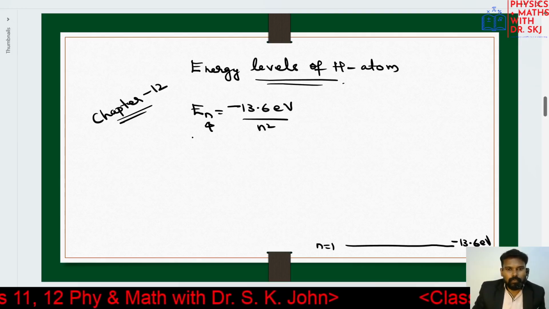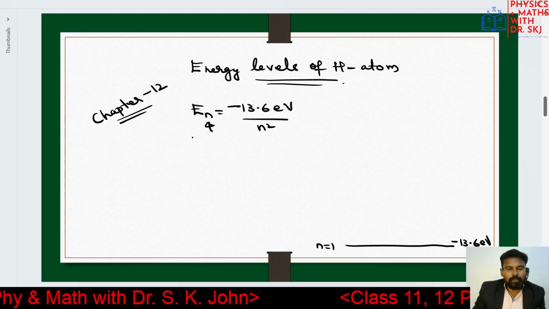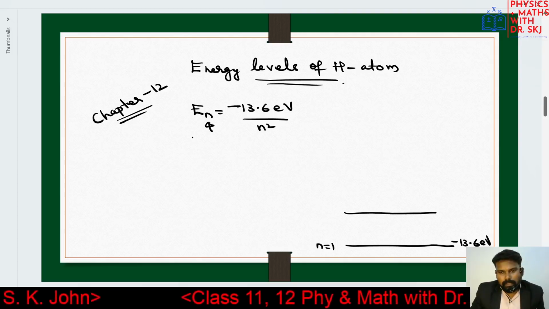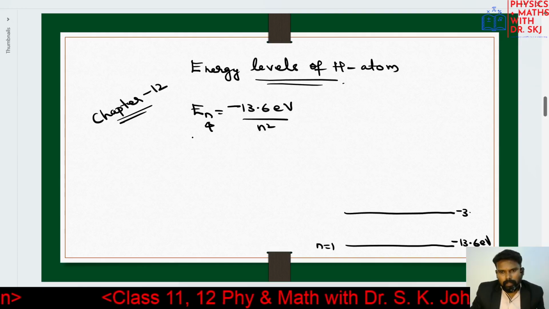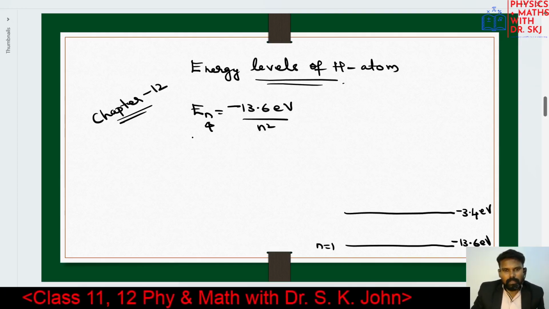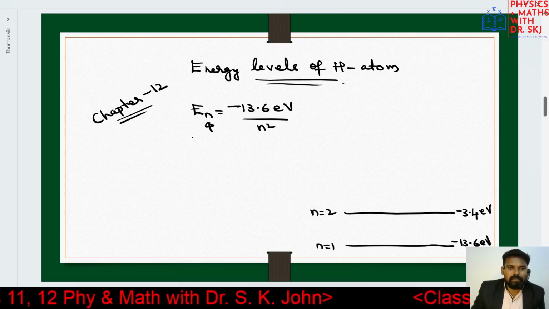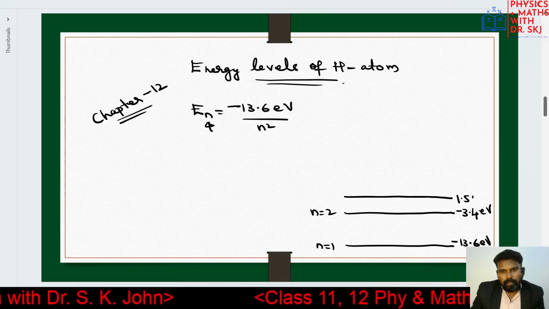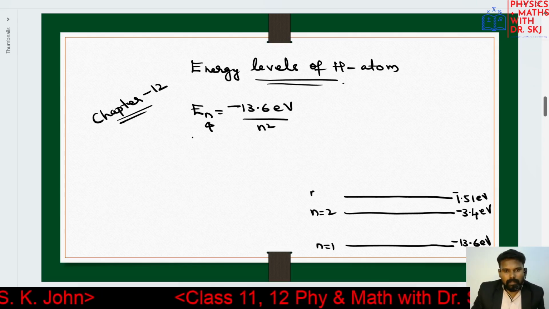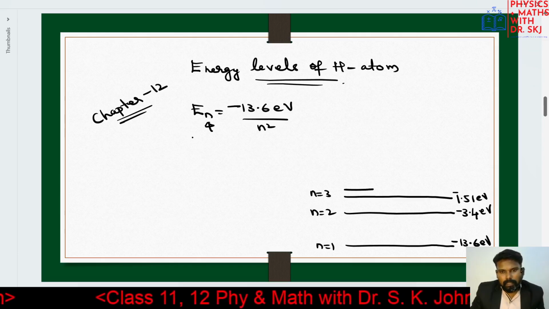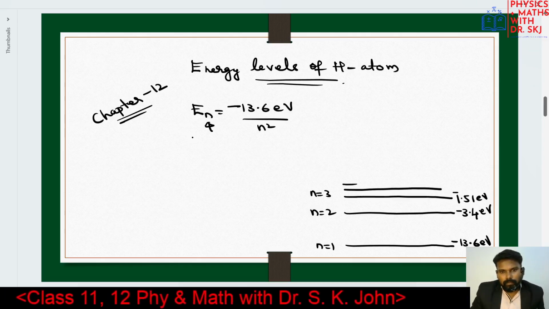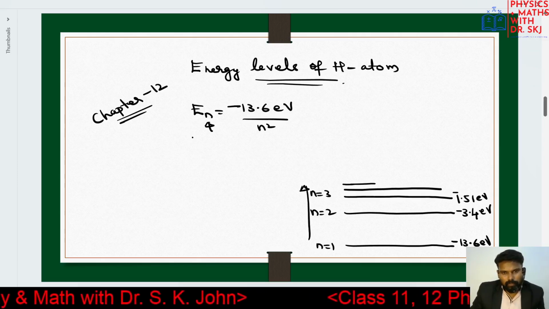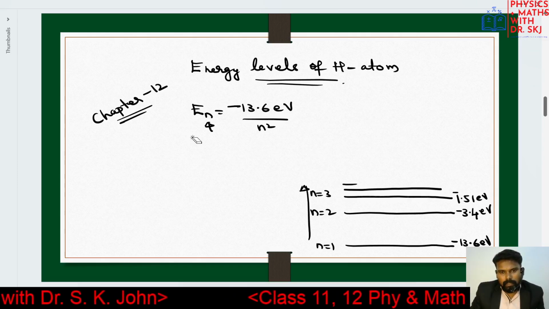When you put n equal to 2, it is 2 squared, 4, so minus 13.6 divided by 4 gives minus 3.4 electron volt. When you substitute n equal to 3, that energy is nearly minus 1.51 electron volt. There are some other energy levels for higher principal quantum numbers, n equal to 4, n equal to 5, etc. They come close to each other.